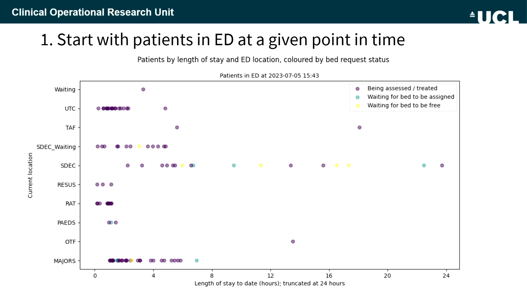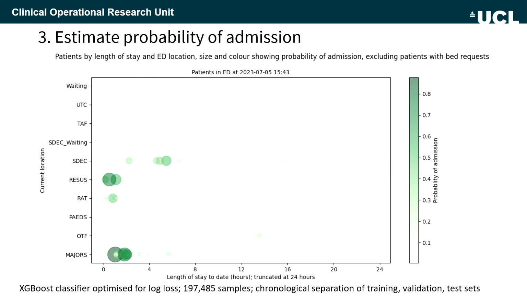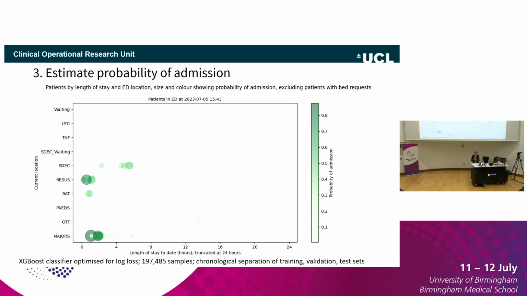If we now take out the ones they know about, because they've already got bed requests, then you get left with a smaller number. And then we can use our machine learning model to assign a probability of admission to them. I'm not going to talk about the detail of the machine learning, but I have slides at the end that I can happily show afterwards if anyone is interested in the details of the machine learning. But this is using nearly 200,000 A&E visits over a period of a year and a half.